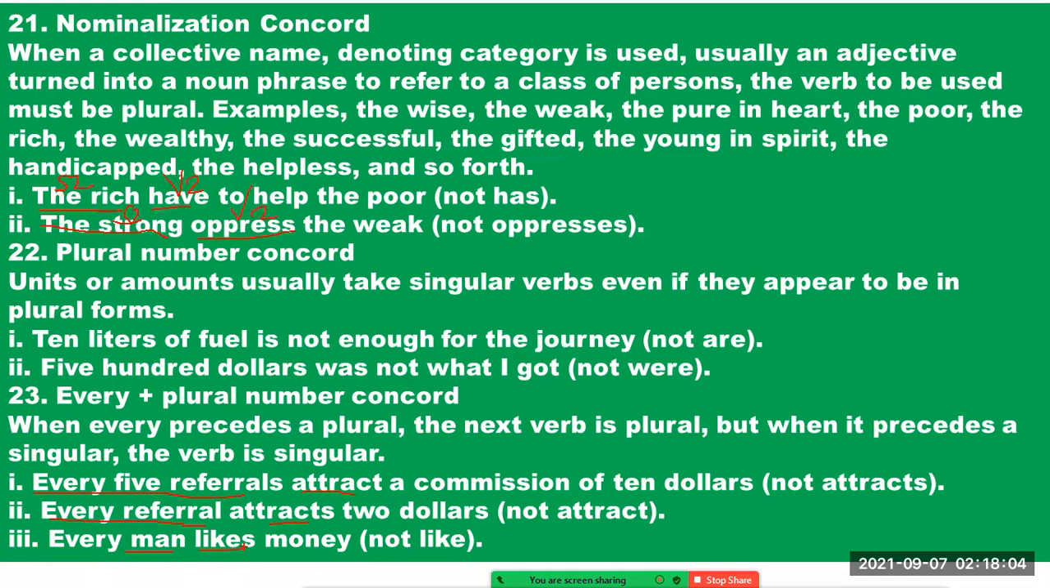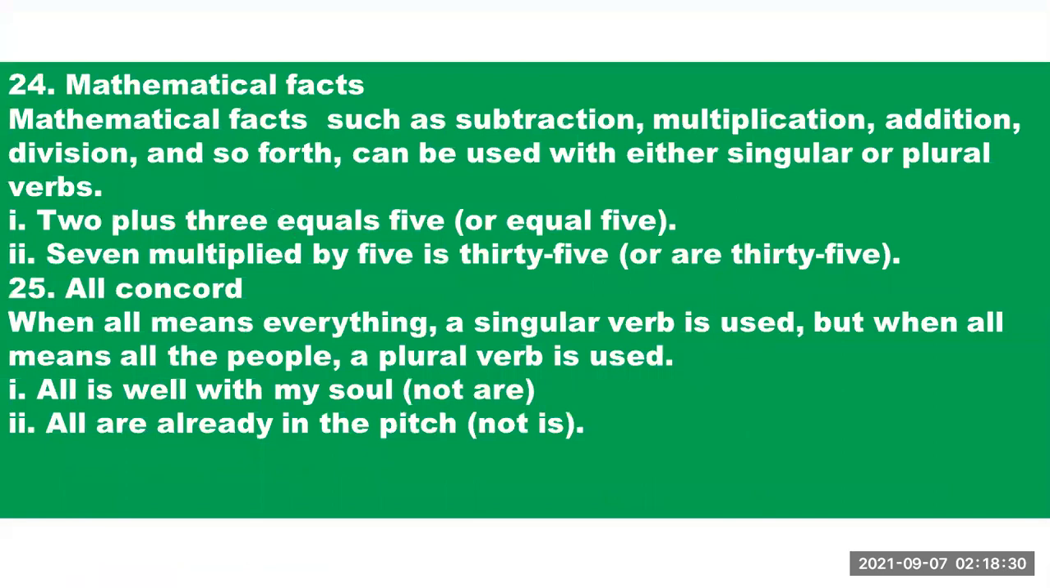You will understand that everything boils down to rule number one, that when you have a plural subject, you must have a plural verb. And when you have a singular subject, you must have a singular verb. Of course, there are exceptions, but fundamentally, this is correct. Now, let's look at rule number 24.